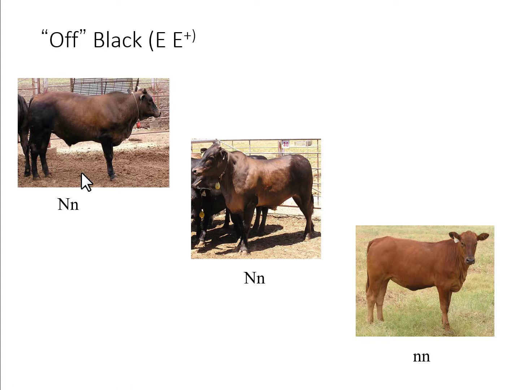The last locus we'll talk about is the reddening locus. This only comes into play whenever we have a big E with an E plus. Whenever they are heterozygote, big N, little n, there is a lighter coloration. Whenever they are big N, they're black, and whenever they're little n, it makes them almost just red all over.